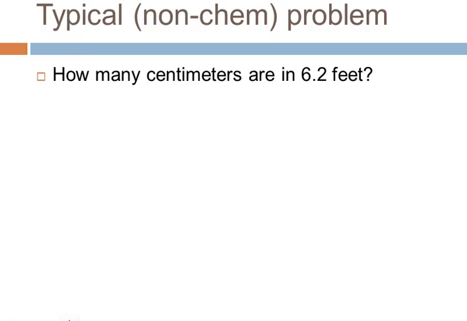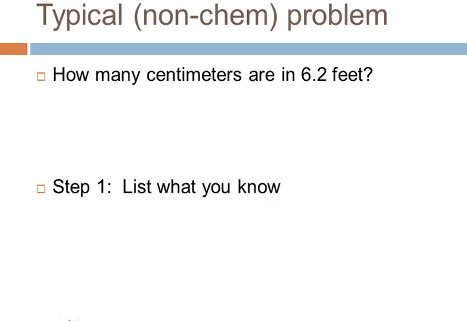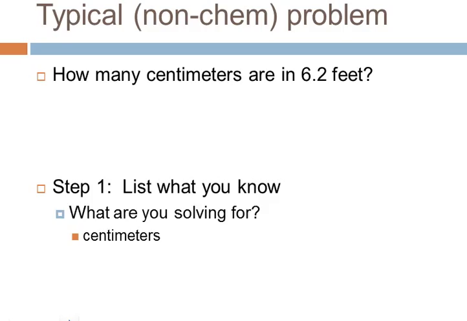Let's think really about the strategy here. The first thing you should do when you've got a problem to solve is to list out what you know. So starting with what information are you given? Well, I've got 6.2 feet. That's a measurement that was taken. The other thing you might want to do is, well, what am I solving for? In this problem, that's actually quite straightforward. I'm solving for centimeters. I want to know that conversion, but I don't have a nice, simple centimeter to feet conversion set up in my head that I can write down.